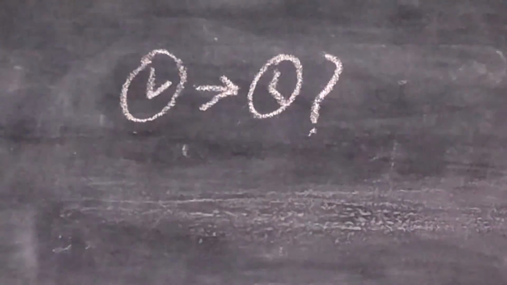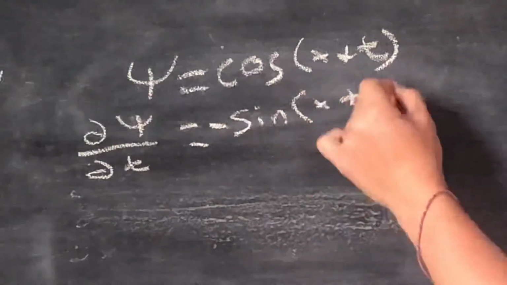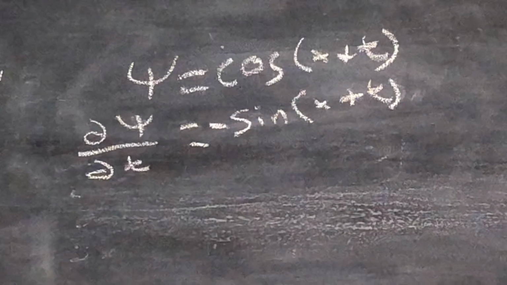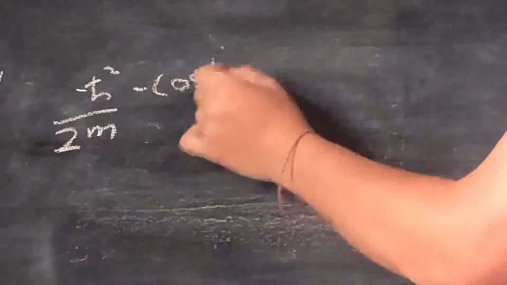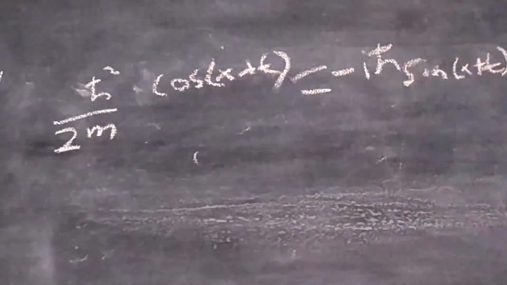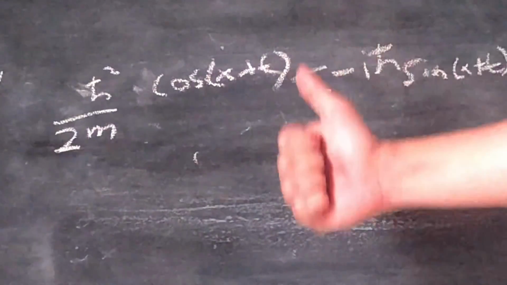Next, we have to take the derivative of the wave function with respect to time. Luckily, I chose a simple equation, so it's just negative sine. And that's it. Just replace each derivative with their corresponding equation, do a little manipulation, and you have solved the Schrodinger equation.